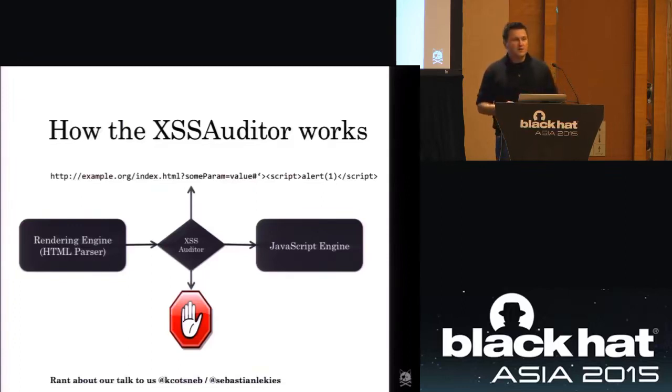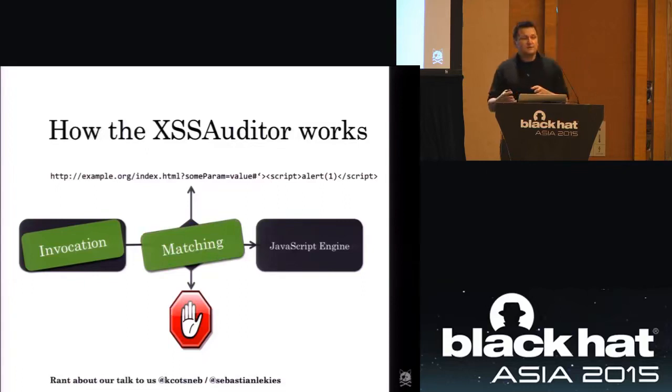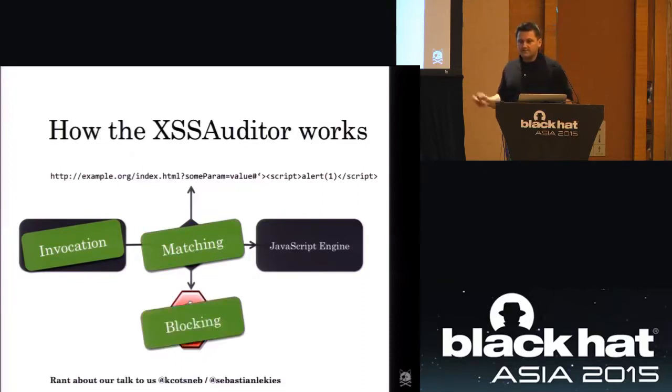So in this process, we have 3 different phases. We have an invocation phase where the rendering engine decides whether to use the XSS auditor or whether to switch it on. Then we have a matching phase where the XSS auditor tries to find malicious code constructs in the request. And in the end, we have a blocking phase.